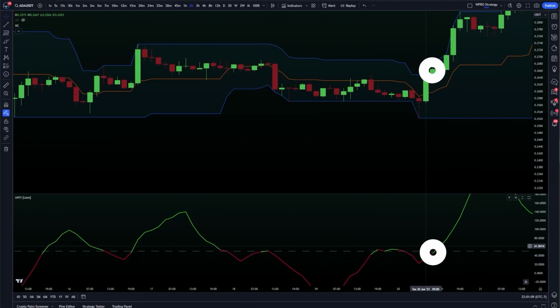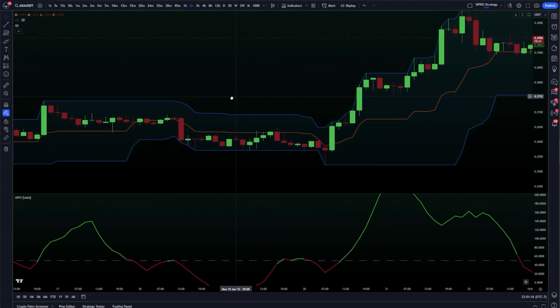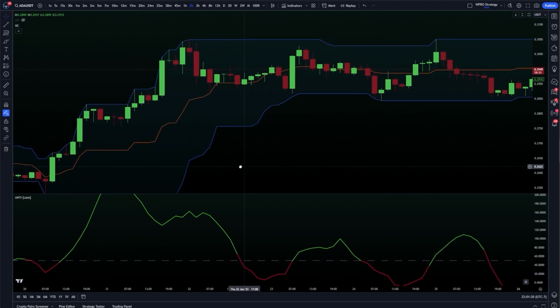This is an example of a perfectly executed buy signal, but just like any tool, it's not completely flawless, and it could be overly sensitive to short-term market fluctuations. And that could result in false signals like this one.